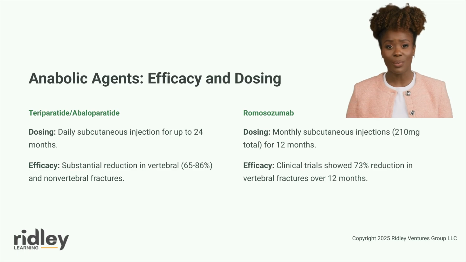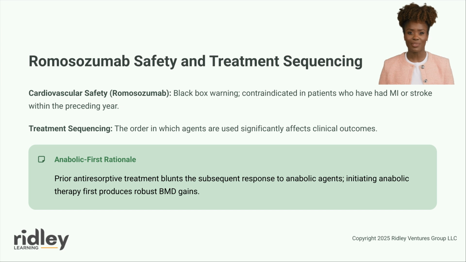Romosozumab produces rapid and substantial gains in bone mineral density, with increases of approximately 13% at the lumbar spine and 7% at the total hip over 12 months. However, cardiovascular safety concerns emerged from the ARCH trial, which showed a numerical imbalance in serious cardiovascular events in the romosozumab group compared with alendronate.